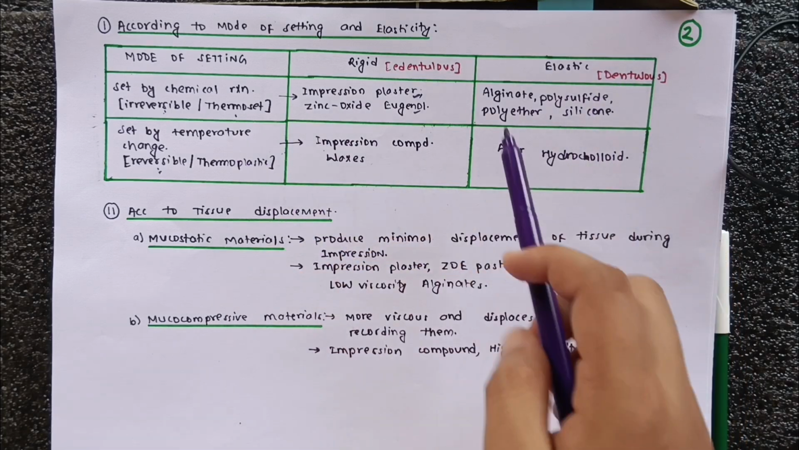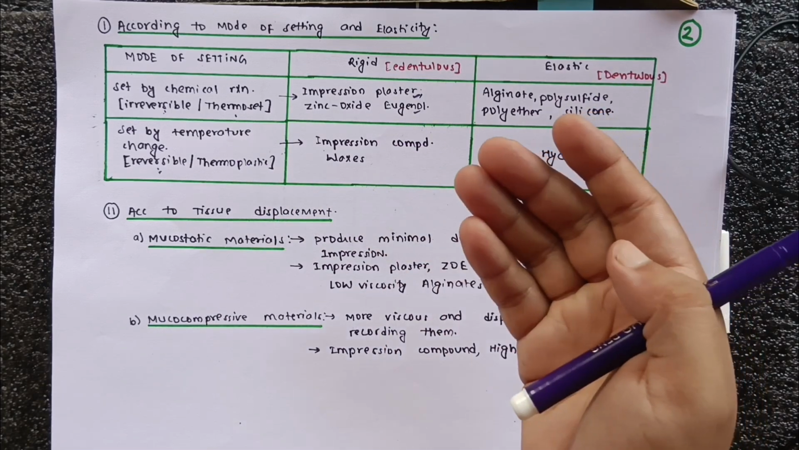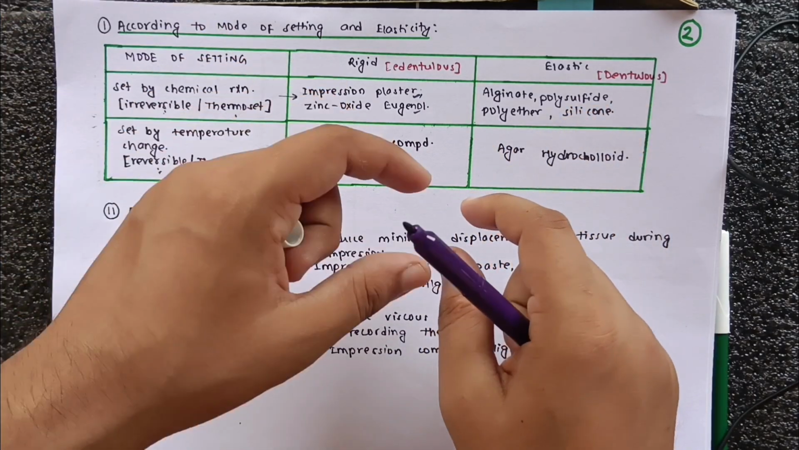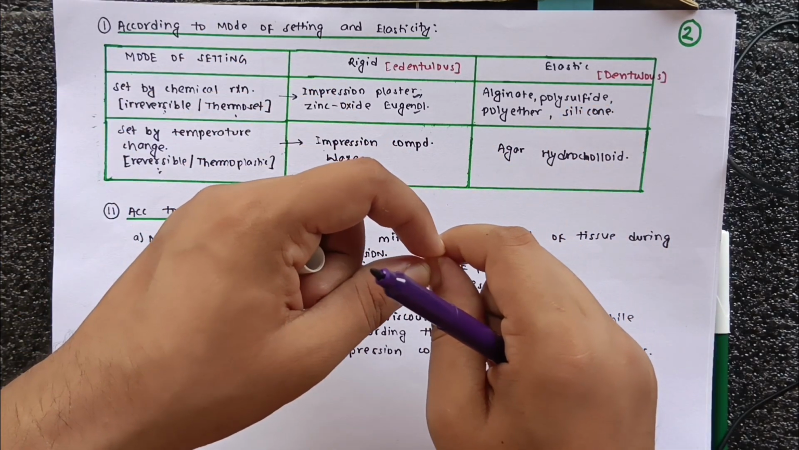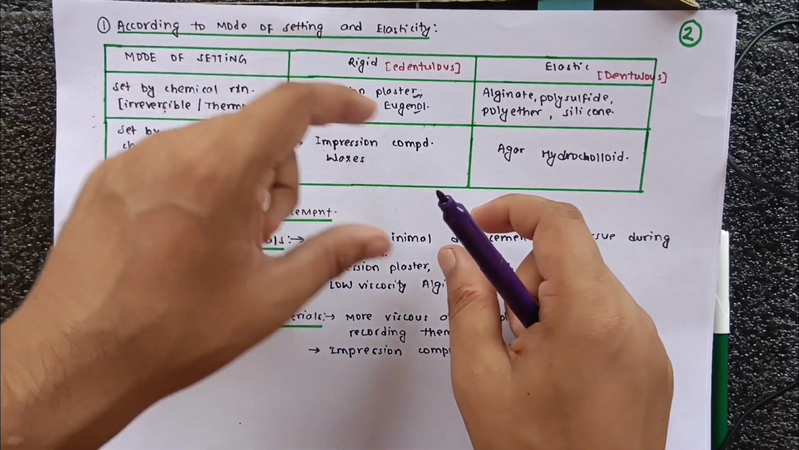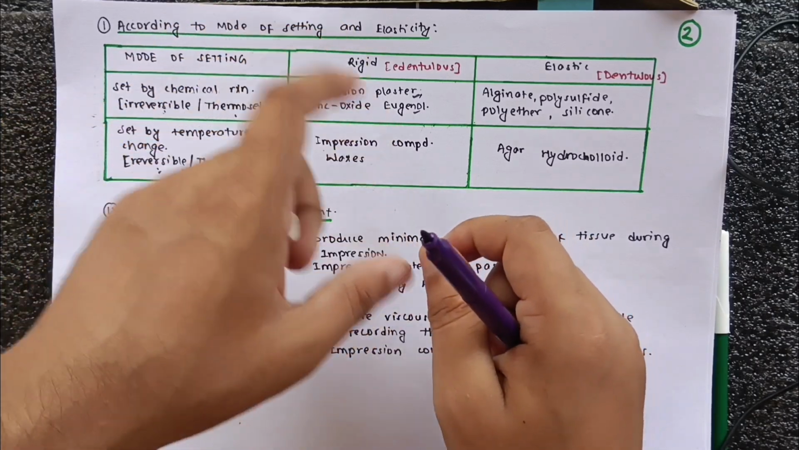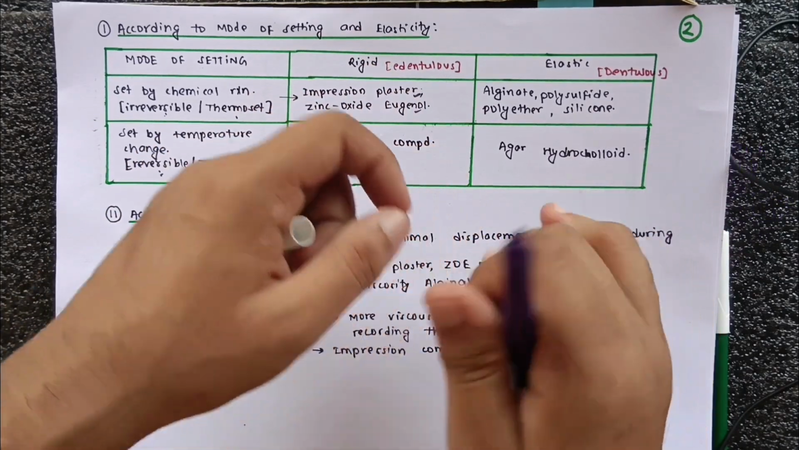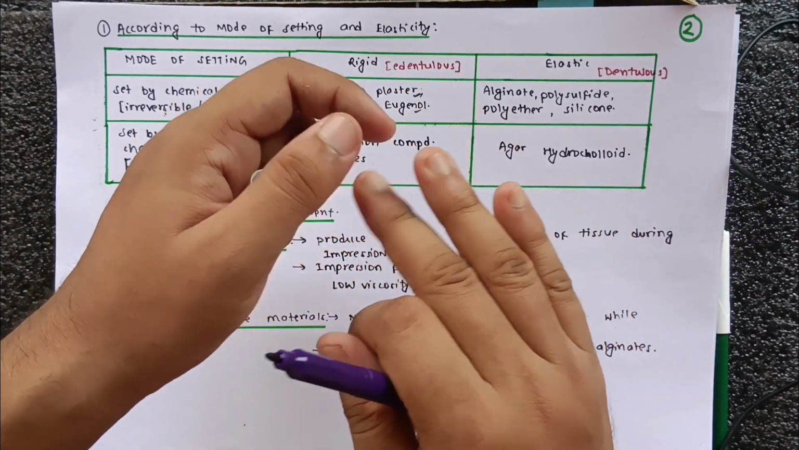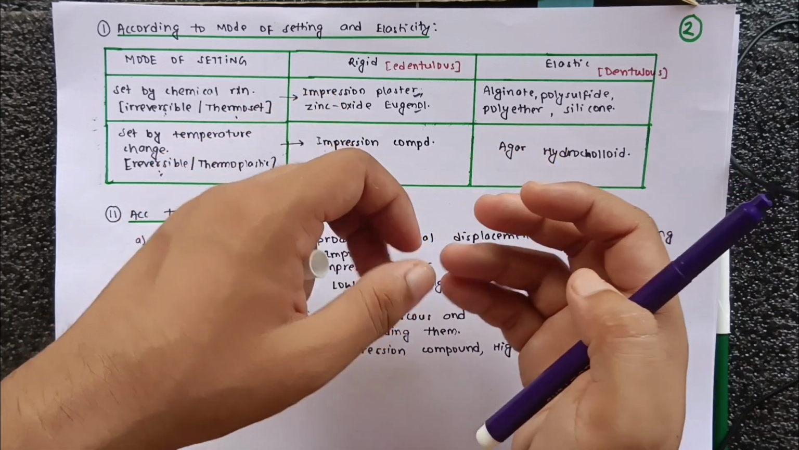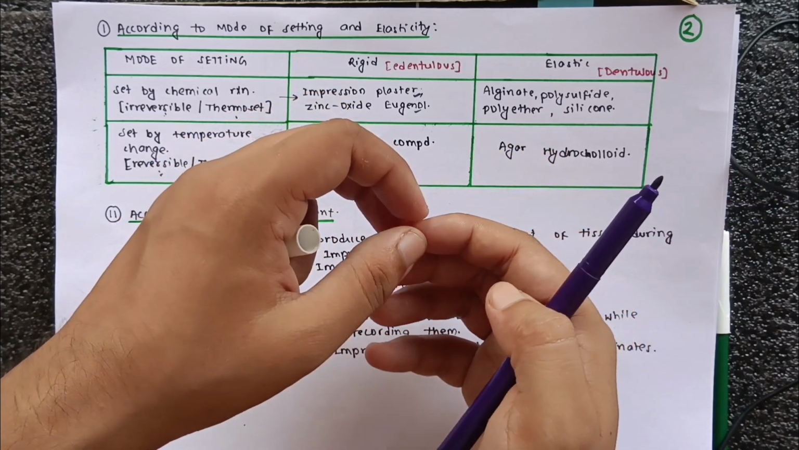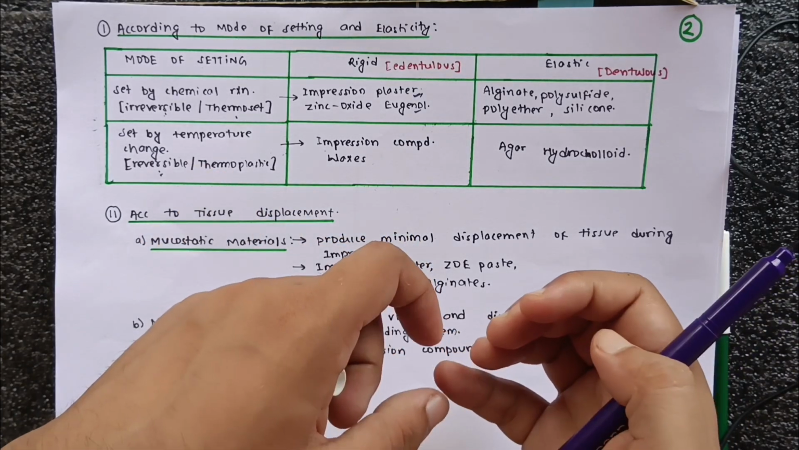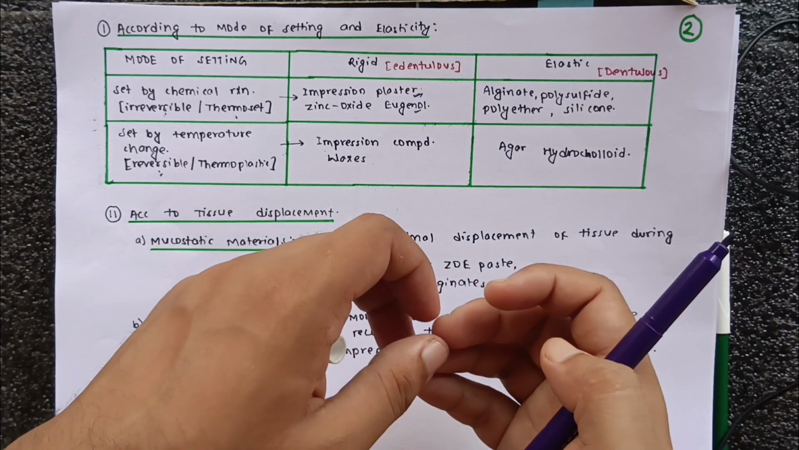Once again I will tell it verbally. This is one of the most important classifications. They will ask you in the viva and also in the theory exam, so you should prepare this well. According to the mode of setting, and also the elasticity, one is chemical, another is physical. In chemical we have impression plaster, zinc oxide eugenol, alginate and elastomeric impression materials, and in the temperature change or physical change we have impression compound, impression waxes and agar hydrocolloid.